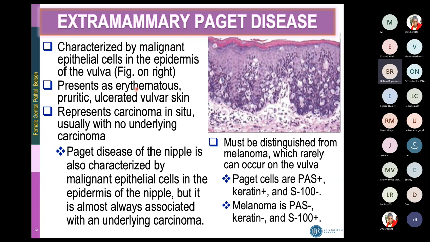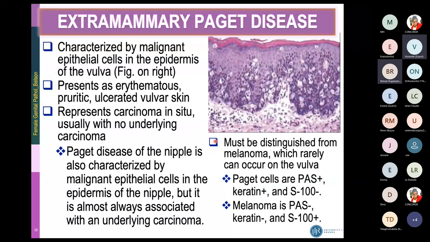Here now they are talking about Paget disease of the nipple, mammary Paget disease, characterized by malignant cells in the epidermis of the nipple, but it is almost always associated with an underlying carcinoma. While for the one of the vulva, it is not associated with other tumors. When you see these patients, you must distinguish Paget disease from melanoma, which rarely occurs in the vulva.